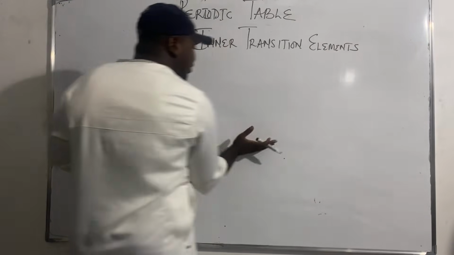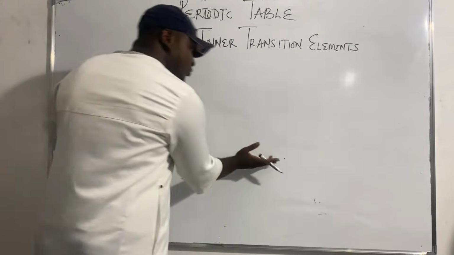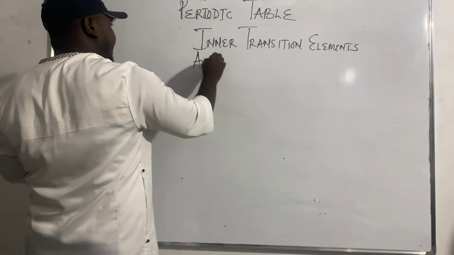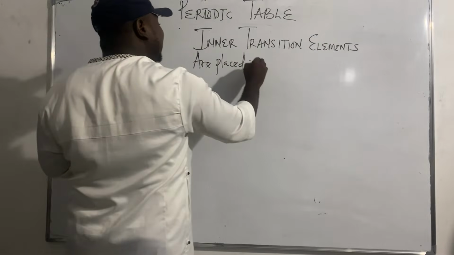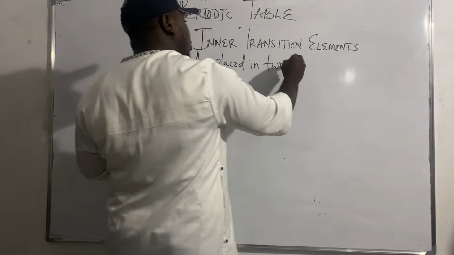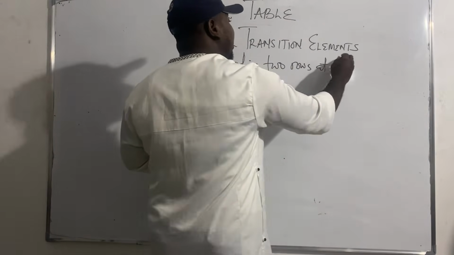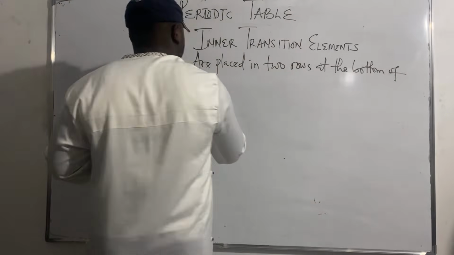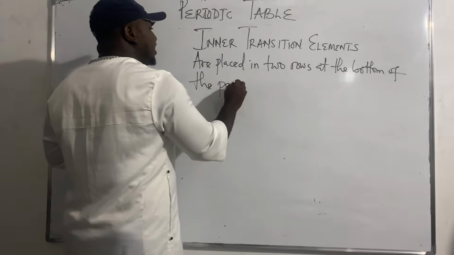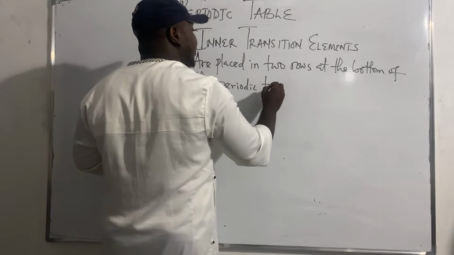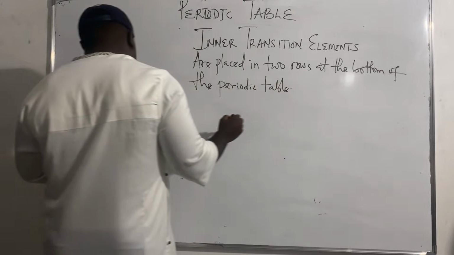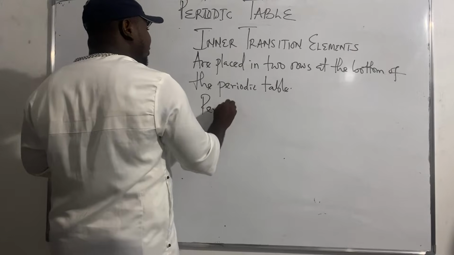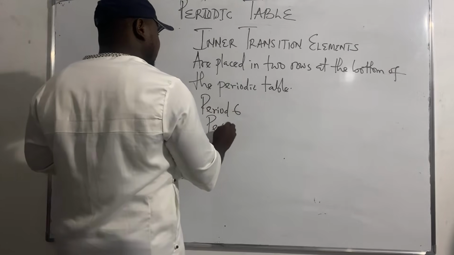Class, if you look at any periodic table, you see two separate rows like this. Those are called inner transition elements. The inner transition elements are placed in two rows at the bottom of the periodic table. And they are actually in period 6 and period 7.